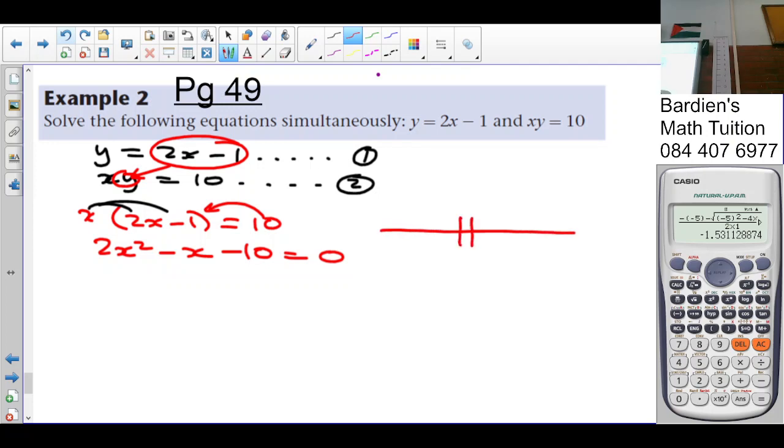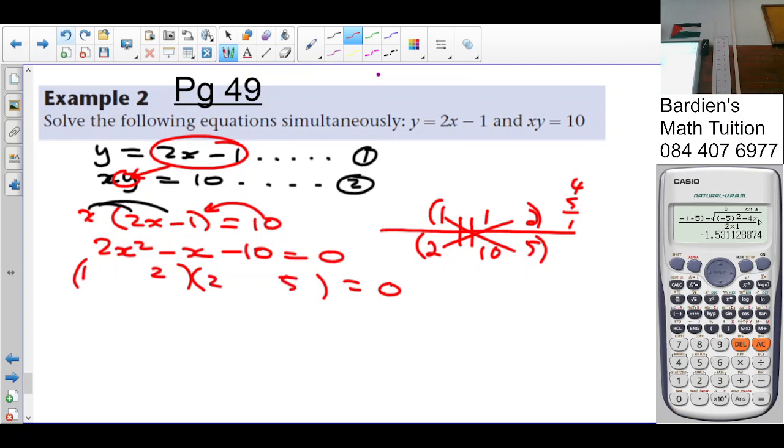Factors of 10 are 1 and 10, 2 and 5. Do you add or subtract? Subtract. 2 times 2 is 4, and 5. 4 minus 5 is 1, and that's what I want. 1 and a 2, and 2 and a 5. Can you see? Factorizing is quicker.